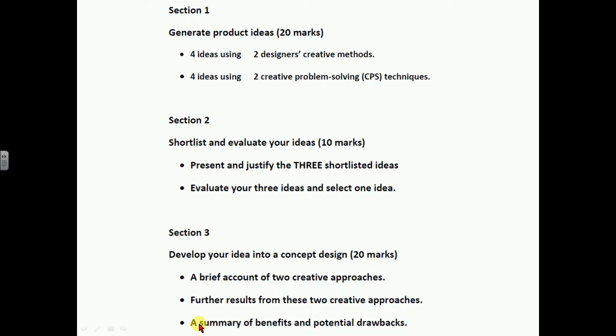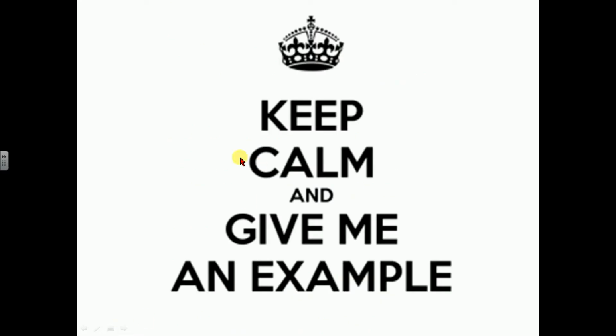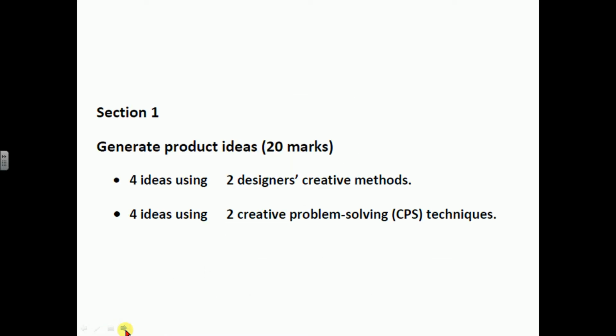Finally, summarize your TMA with a list of benefits and potential drawbacks of the final concept that you selected. So we've gone from 10 to 3 down to 1, and then with a final summary. That's a lot of work to do, so we're going to look at some examples. Hopefully that will give you some inspiration.